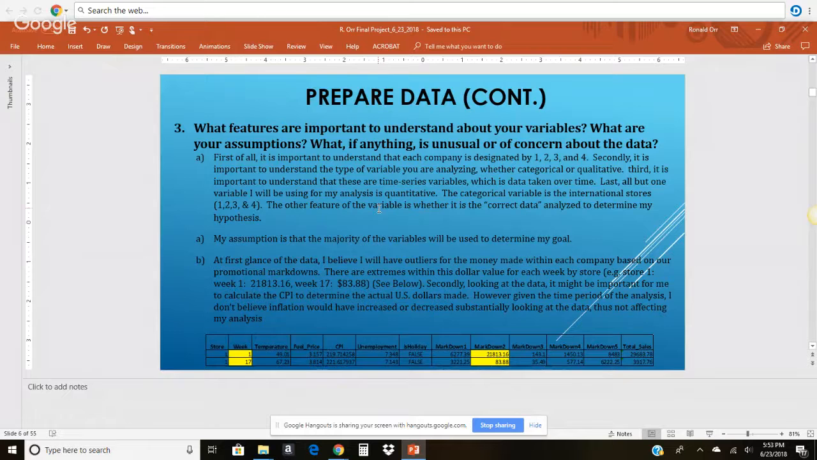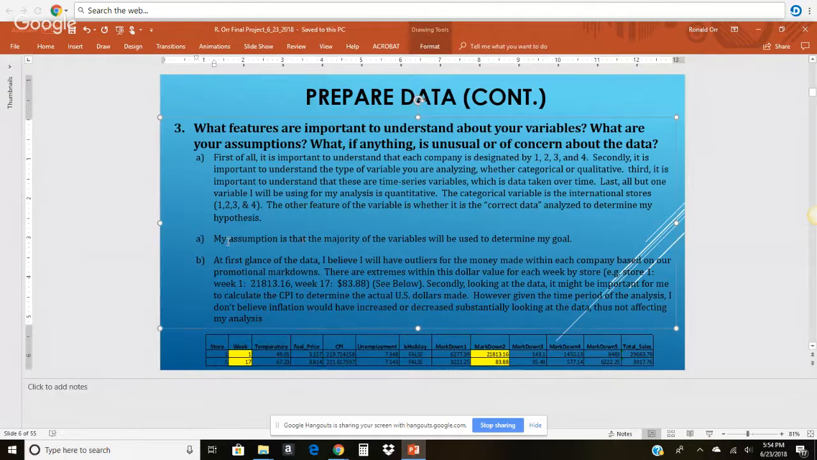That's a good point to bring up now, because when I was analyzing this data, I determined that holidays could have an effect on whether the dollar value was high or low. And would this create outliers in my analysis? And as we go on, you'll see it did. My assumption is that the majority of the variables will be used to determine my goal.